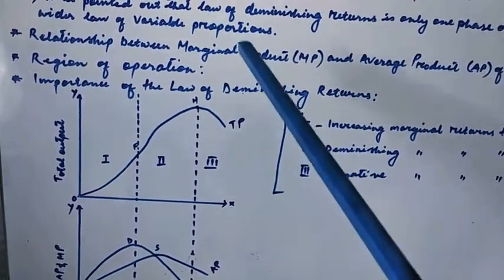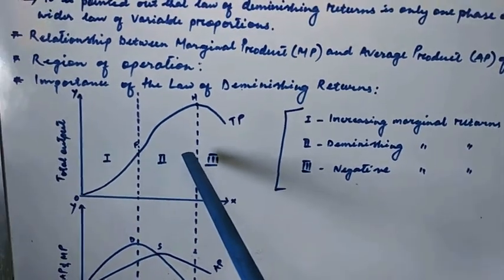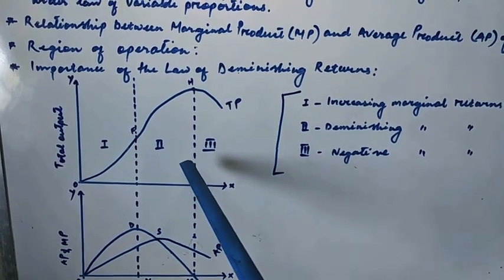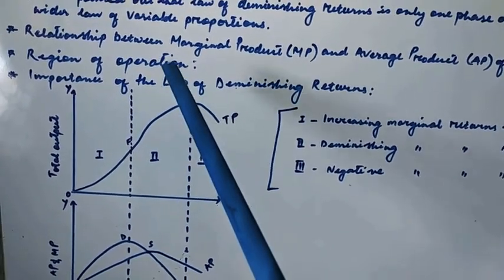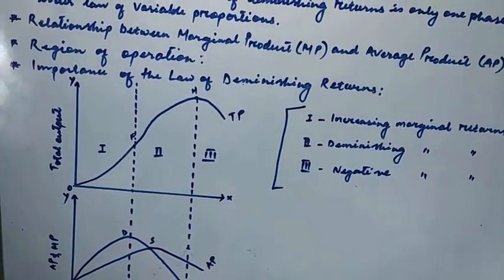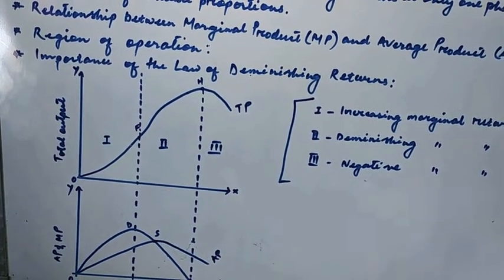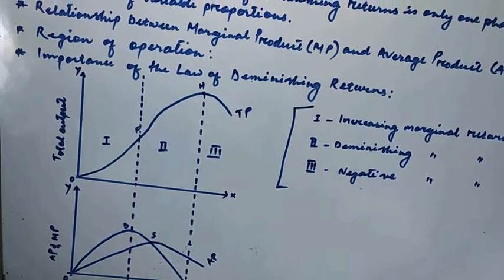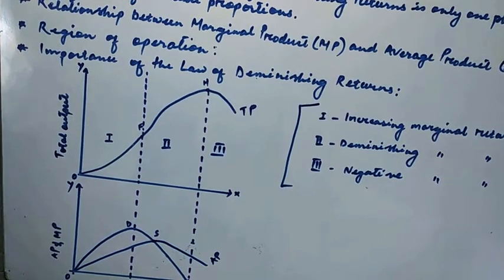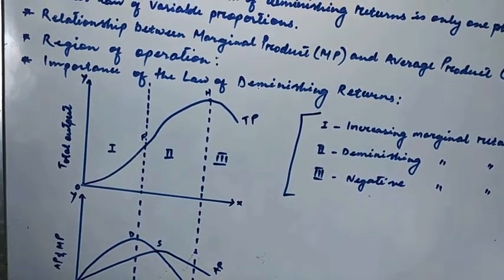So we have found out the region of operation, that is, it is only in stage 2 that the rational producer will choose to operate his production process. So what are the importance or the significance of this law of diminishing returns? This law of diminishing returns is an important law of economics. It has been empirically found to be a valid proposition, a valid theory.